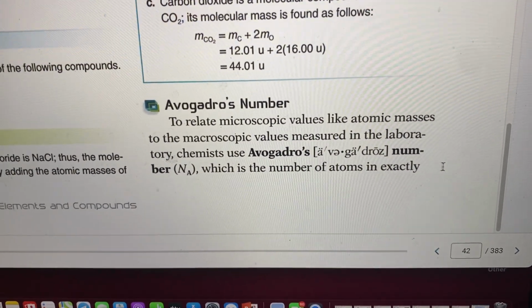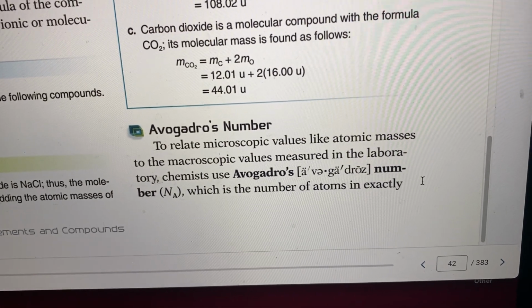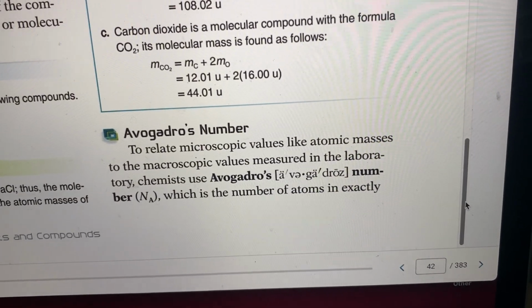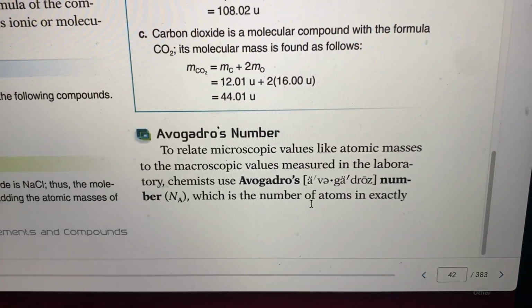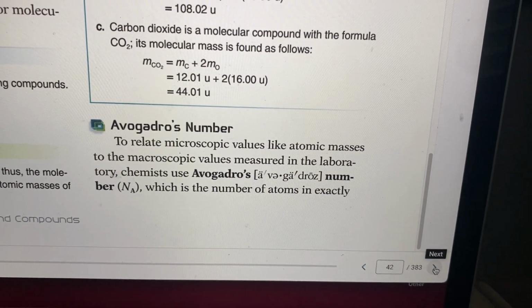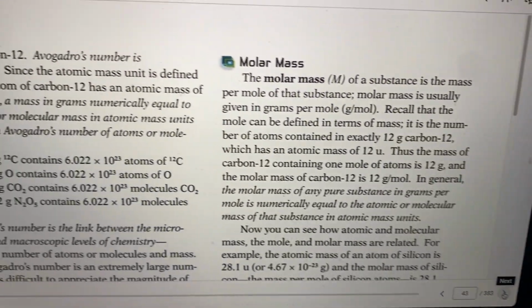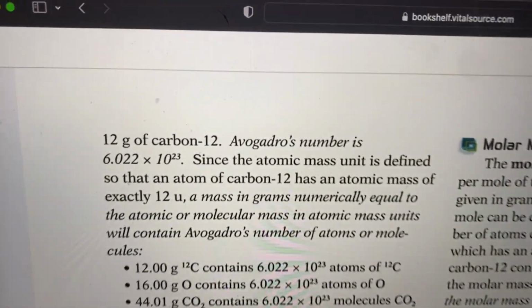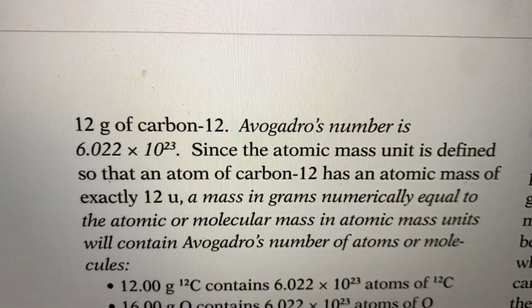And this is how they got Avogadro's number. I would say avocado, but Avogadro's. Just remember, like avocado. That's how you remember it. It's kind of like avocado, but it's Avogadro. It's a guy's name. So right here, Avogadro's number.